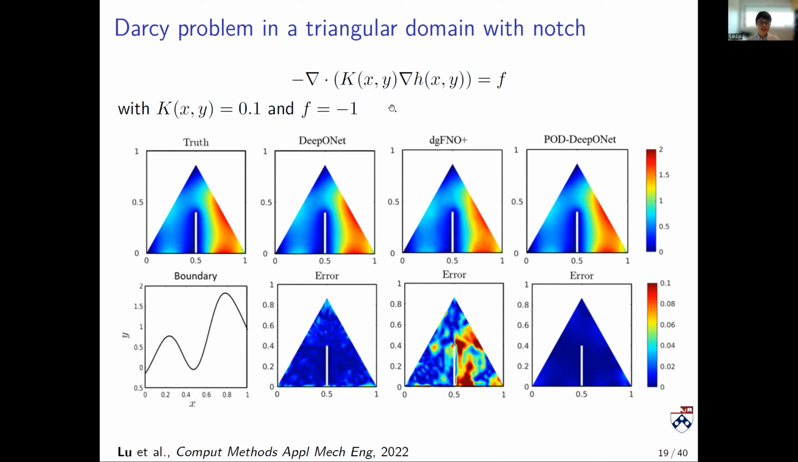We try to learn the solution of this problem from different boundary conditions. This is the performance of DeepONet, probably 2% error. Then the last column is POD-DeepONet. You can see it has even higher accuracy than the standard DeepONet by using the extra pre-computed POD modes.